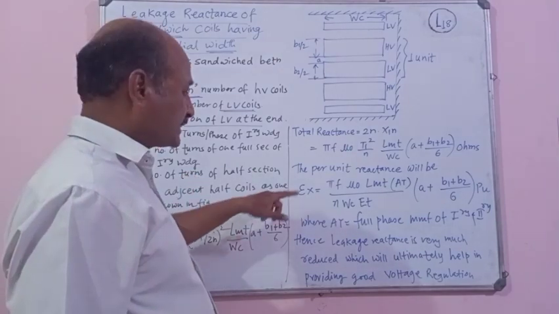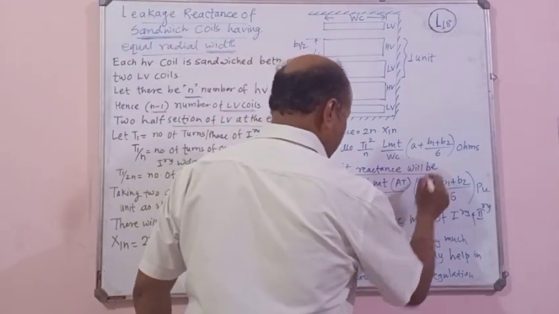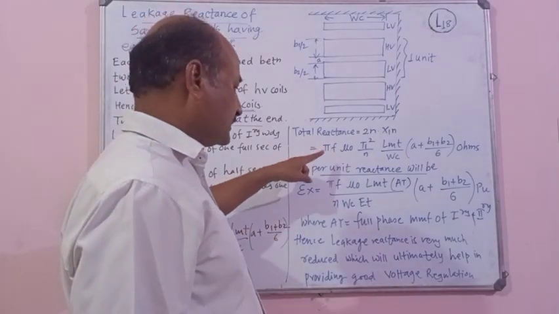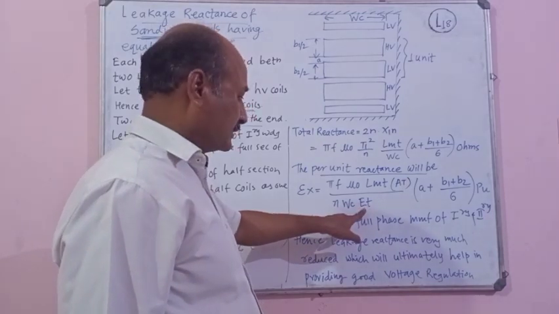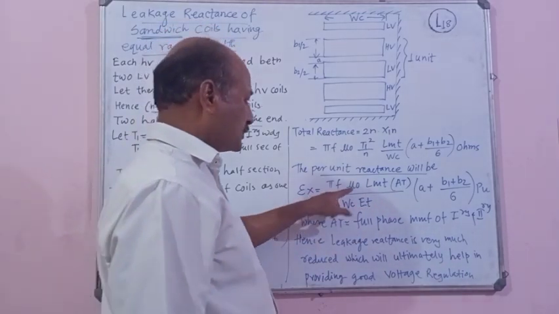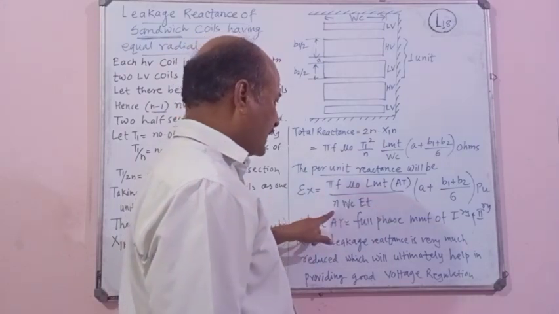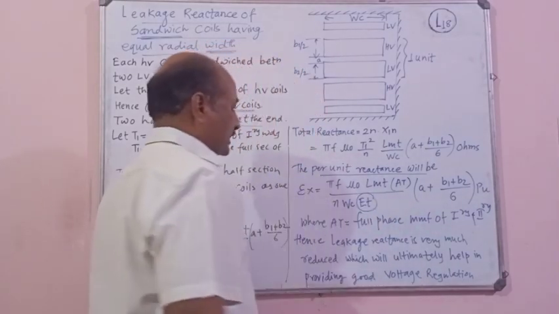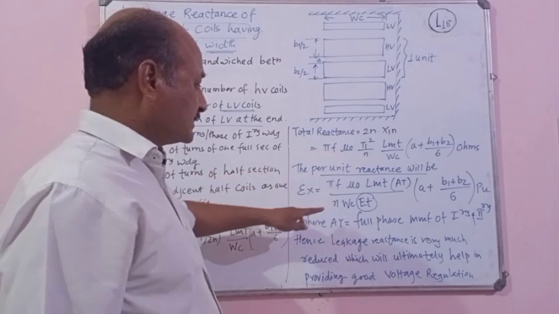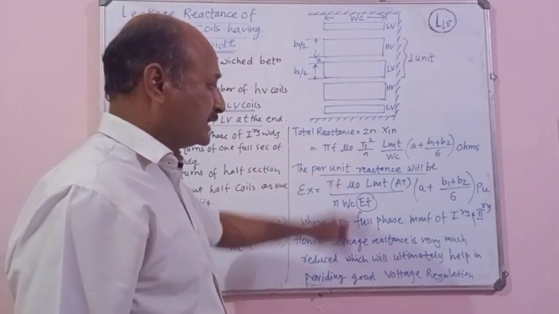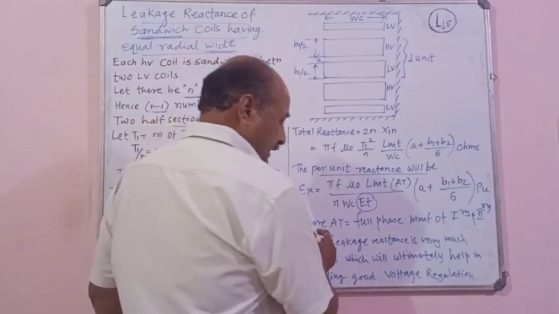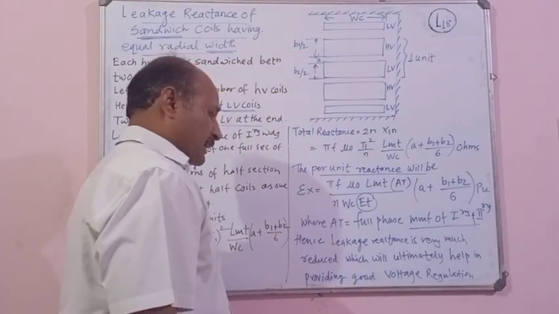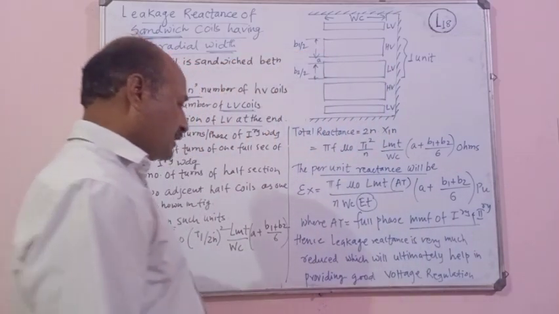Then what is the next step? The next step is to calculate the per unit reactance. The per unit reactance will be the total reactance divided by the EMF per turn. So pi f mu 0 LMT AT by LC as it is, divided by ET. So this term X1, that is the total reactance, divided by ET will be the per unit reactance, where AT is the full phase MMF of the primary as well as the secondary, and the leakage reactance is very much reduced.